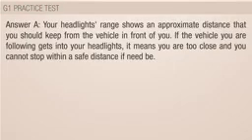Answer A. Your headlights range shows an approximate distance that you should keep from the vehicle in front of you. If the vehicle you are following gets into your headlights, it means you are too close and you cannot stop within a safe distance if need be.